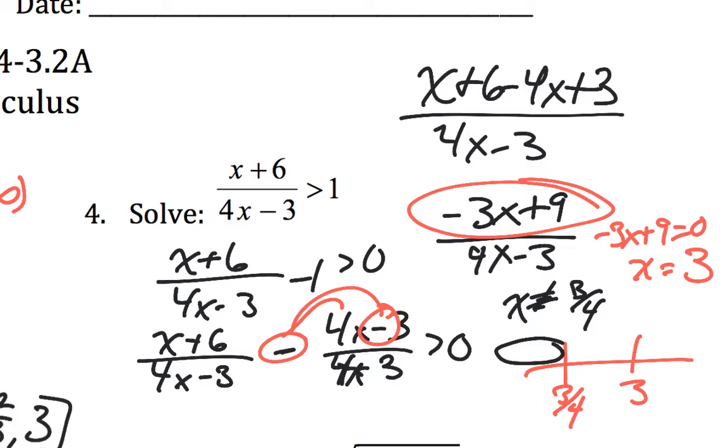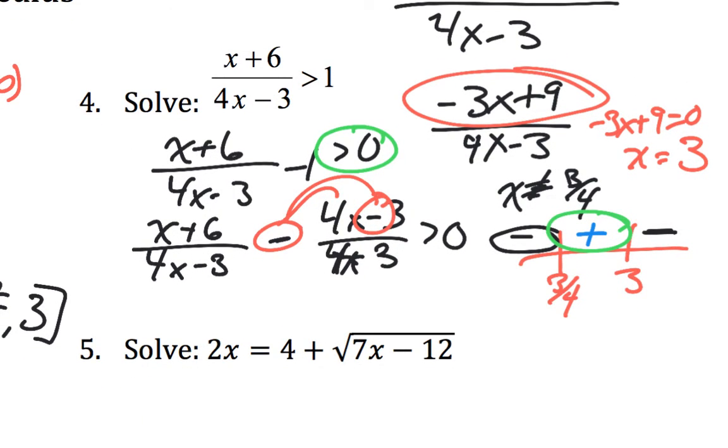So when I'm down here, below 3/4, it's going to be negative. And then between 3/4 and 3, it's positive. And then above 3, it's negative. So going back to look, I want where it's greater than 0. So I want the positive region. So my solution to this one is going to be from 3/4 to 3. And no bracket because there is no equal sign down here.